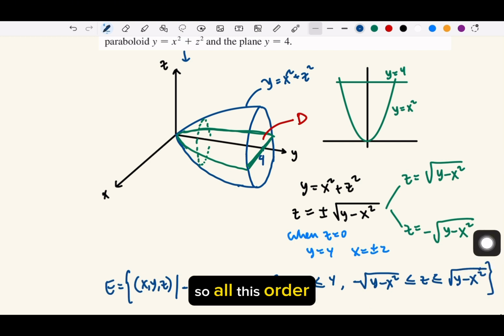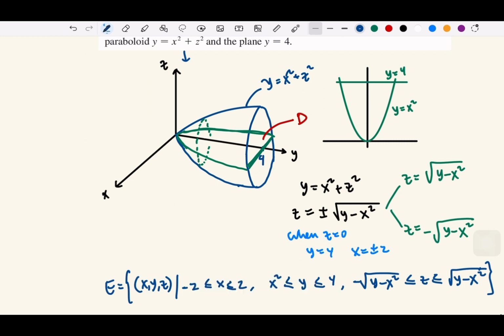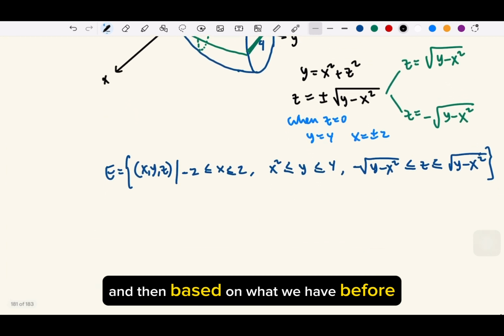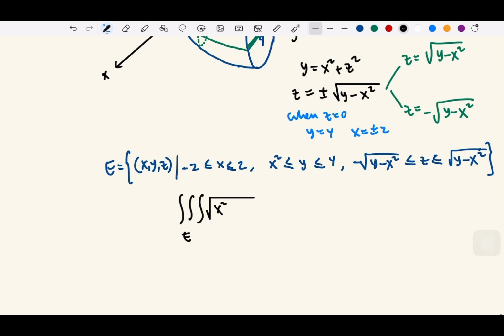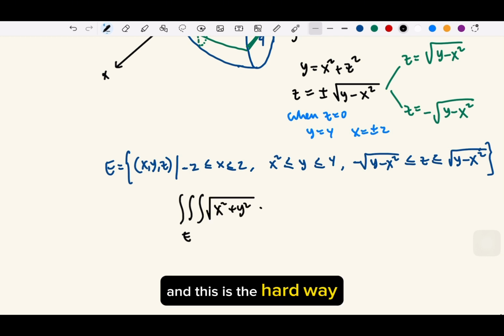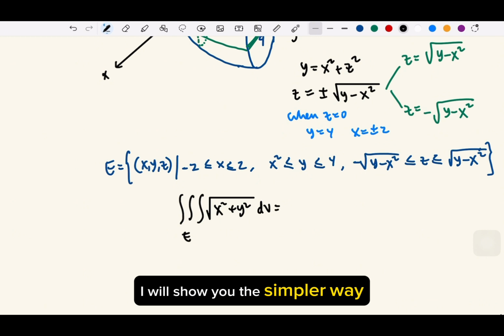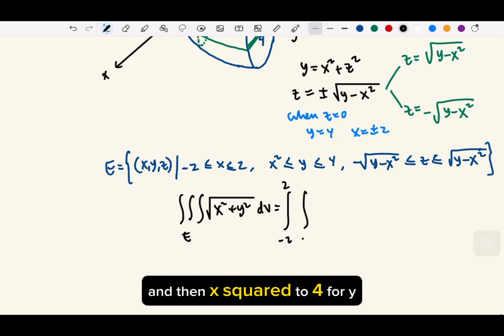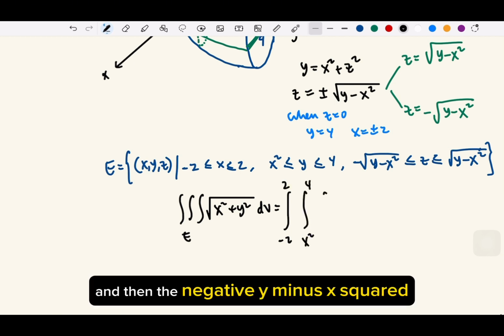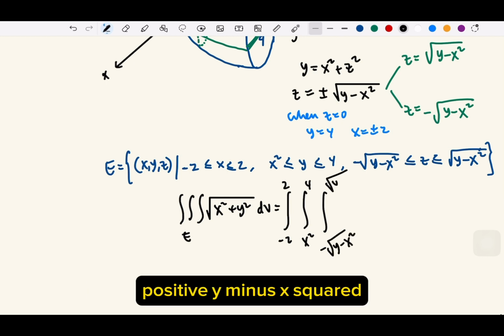So all this order, okay, and then based on what we have before, we can write this whole formula. And this is the hard way, okay, the hard way. I will show you the simpler way. So we start from negative 2 to 2 for X, and then X squared to 4 for Y, and then the negative Y minus X squared, positive Y minus X squared.